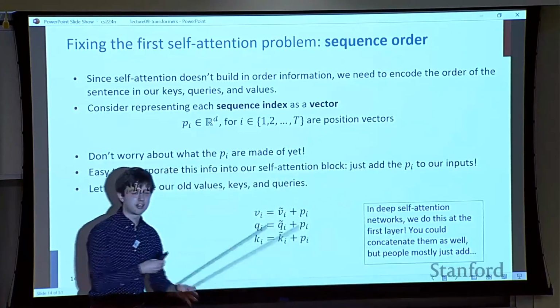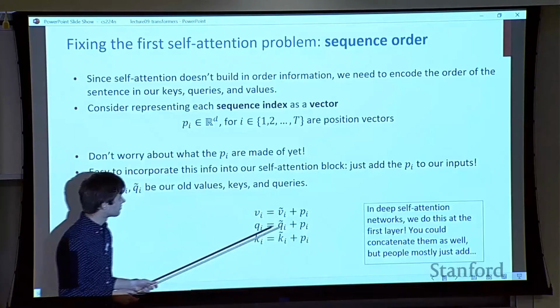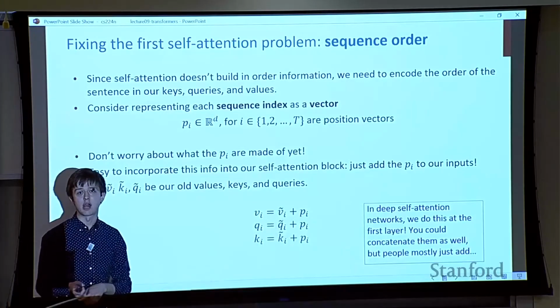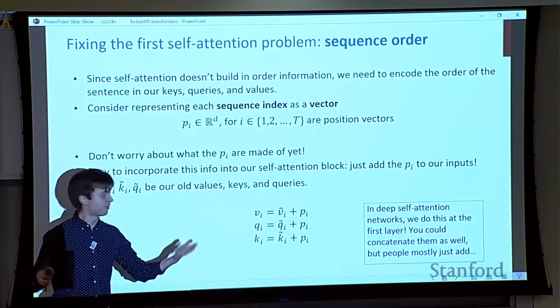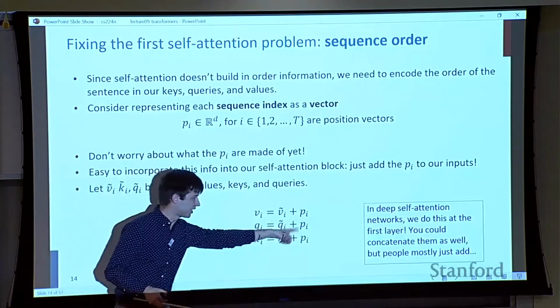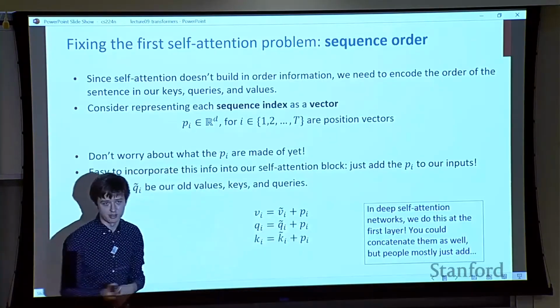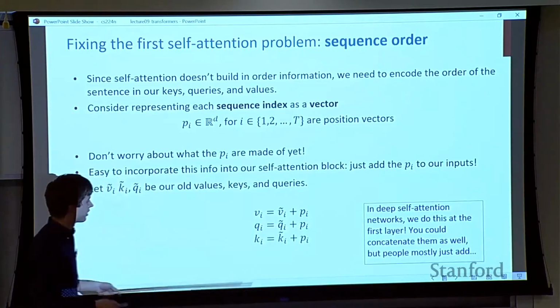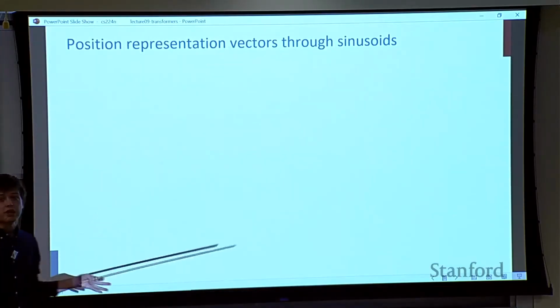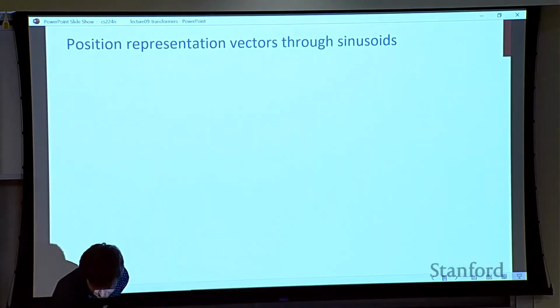So this is something that you could do. In practice, we do something slightly different, but now it knows the order of the sequence, because if these p_i you set properly somehow, then now the network is able to figure out what to do with it. So what's one way of actually making this happen?